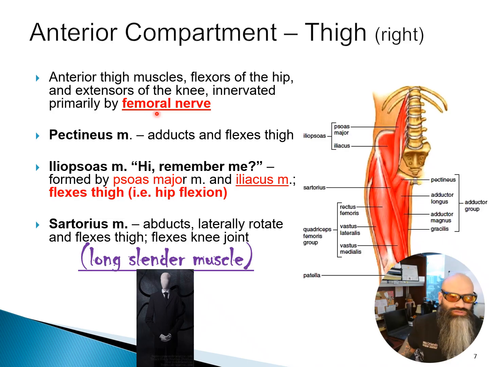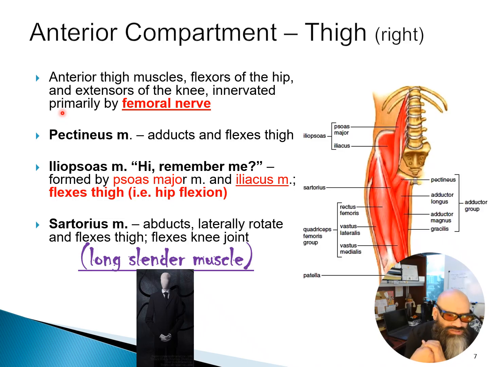Keep going along the anterior compartment of the thigh. The majority of these hip flexors and knee extensors are innervated by the femoral nerve. That's important to know. I'm just primarily concerned with your pectineus muscle being in the medial compartment to perform hip adduction. Hip joint adduction and thigh adduction are the same thing.